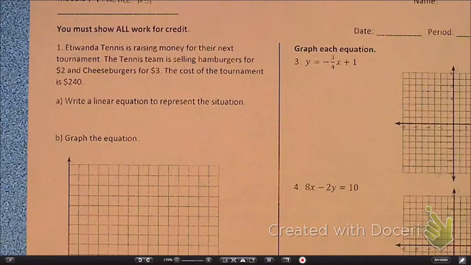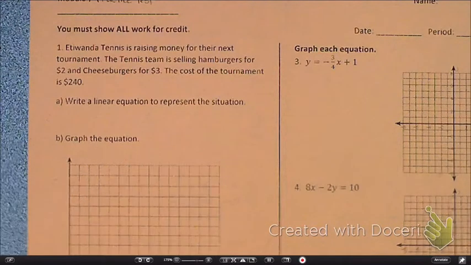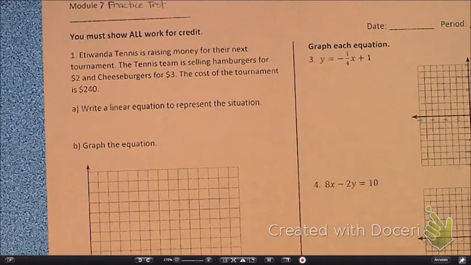Number 1. Rwanda's tennis team is raising money for their next tournament. The tennis team is selling hamburgers for $2 and cheeseburgers for $3. The cost of the tournament is $240. What are the two variables first?